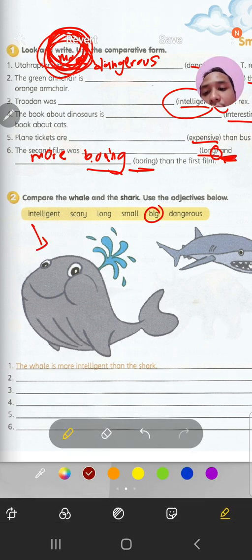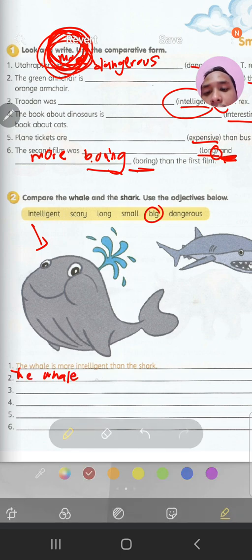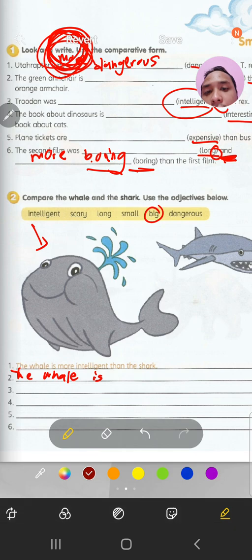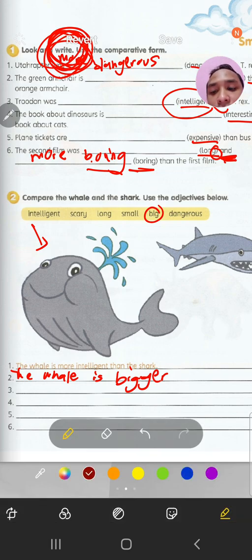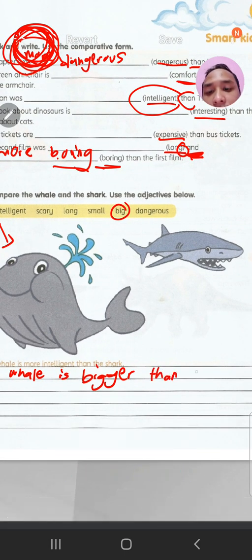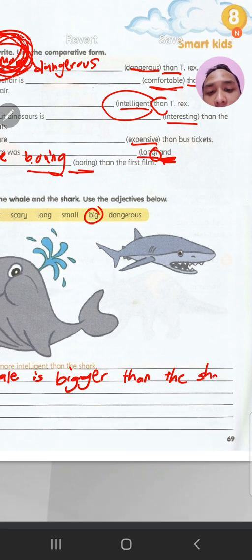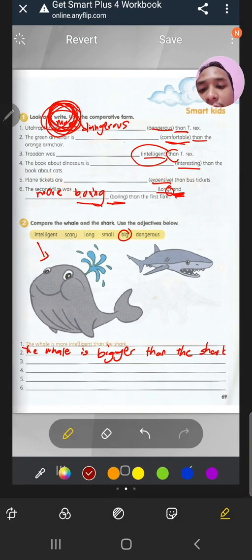Tulis whale dulu. The whale is big ni panjang tak ayat dia? Tak panjang. Perkataan dia tak panjang. So, tambah ER kat belakang. Okay, bigger special kena ada double G. The whale is bigger than the shark. Faham? Now do for intelligent dah sudah kan?